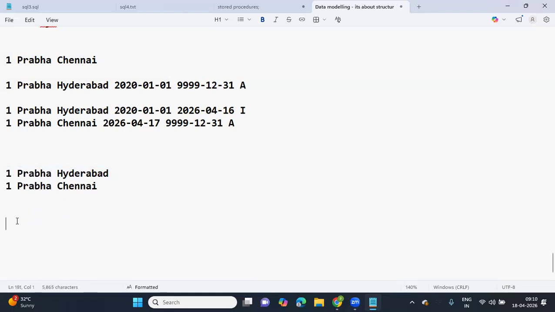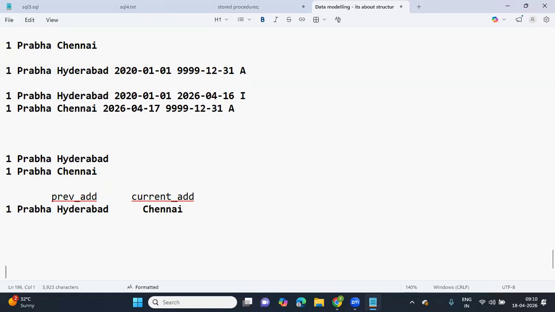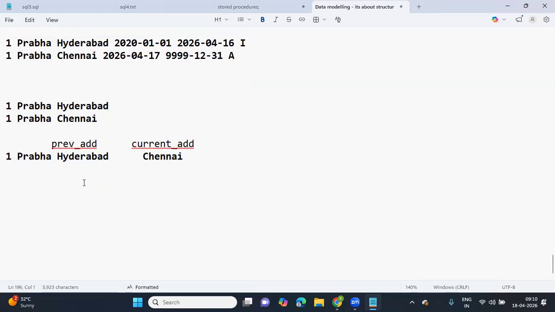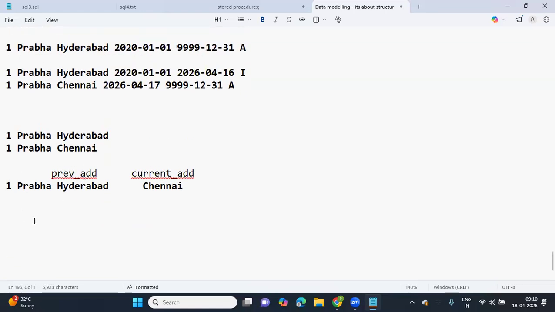I'll have this record only one customer ID, but this would be previous address, and here we will have one more address as current address, which says Chennai. Okay, so this is another way of storing it still. Now this is the active record. This is the active record. This is an older record or the historical record.